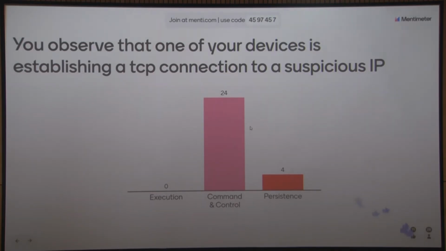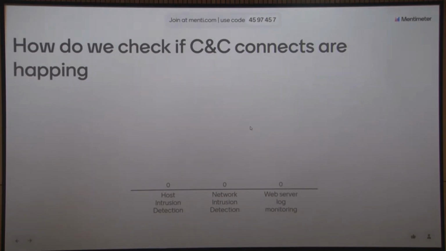So from this information we do not know whether persistence has been established, but we know that it is communicating with some service somewhere at a suspicious IP. There is probably an AbuseIPDB database where we can look and see whether this IP has been listed as suspicious by somebody. Then I will say that it's command and control, right? Okay, this should be happening, but how do we check if command and control connections are happening?